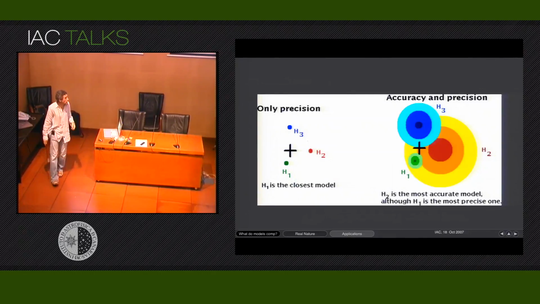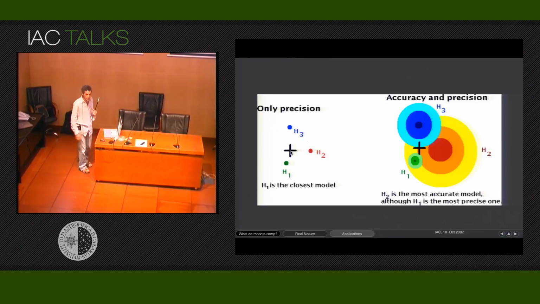In order to show it in another way, you can think, okay, I use just the mean value of the model. So I have three models and I have here my observation. What do you do? You make a chi-square fit, and you say, okay, this is the closest model, and I publish my paper, full stop, okay?